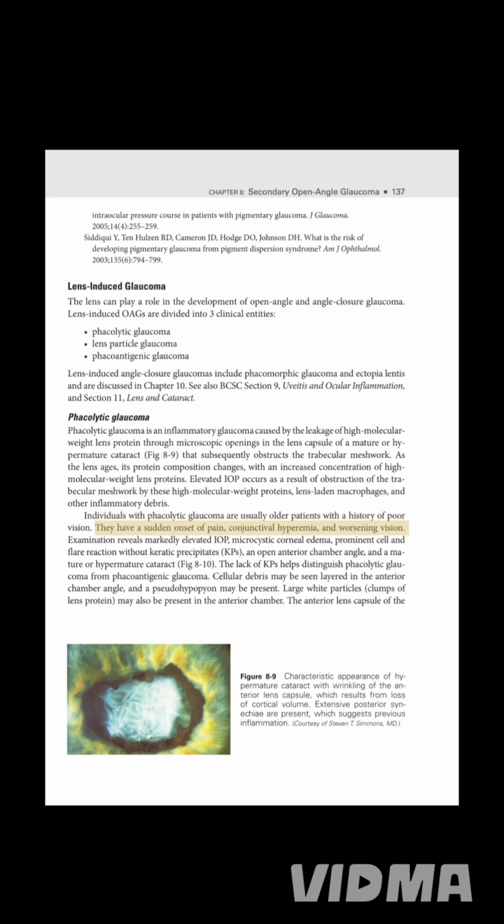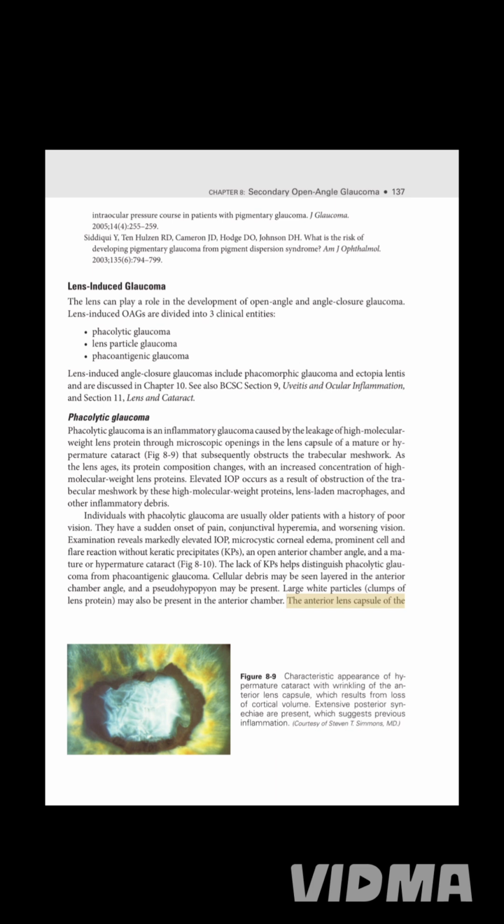They have a sudden onset of pain, conjunctival hyperemia, and worsening vision. Examination reveals markedly elevated IOP, microcystic corneal edema, prominent cell and flare reaction without keratic precipitates, KPs, an open anterior chamber angle, and a mature or hypermature cataract, Fig 8-10. The lack of KPs helps distinguish phacolytic glaucoma from phacoantigenic glaucoma. Cellular debris may be seen layered in the anterior chamber angle, and a pseudohypopyon may be present. Large white particles, clumps of lens protein, may also be present in the anterior chamber.